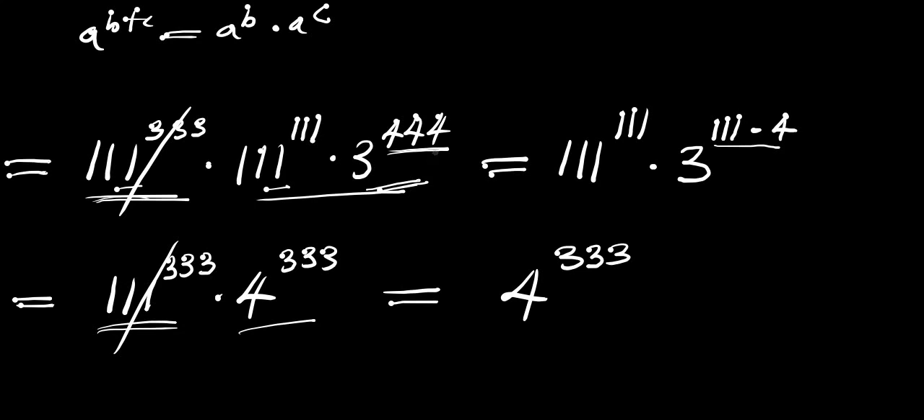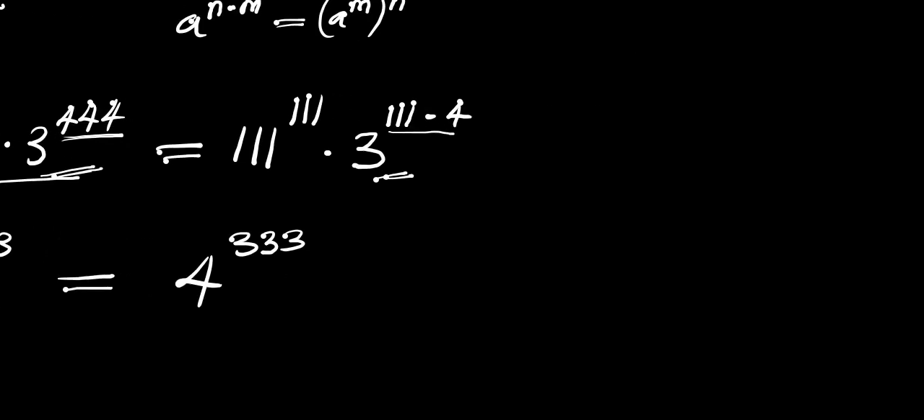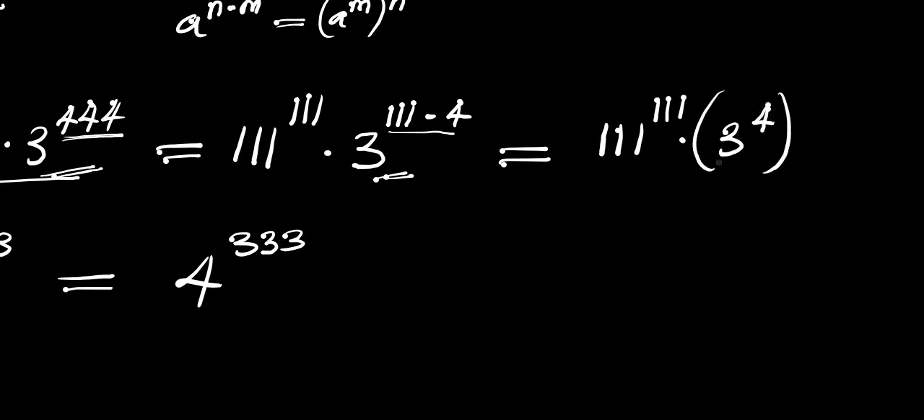Now, at this point, we need to consider this other identity. If you have A raised to the power of n times m, this equals A raised to the power of m all to the power of n. So, look at the power switch. So, that is what we are going to apply right here. That means this will give us 111 raised to the power of 111 times, we have 3 raised to the power of 4 all to the power of 111.